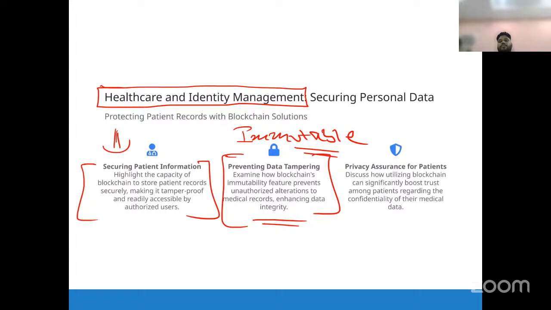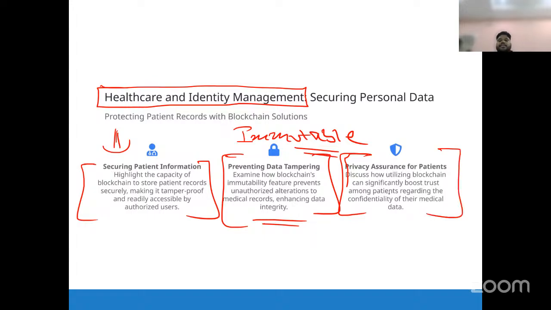That is the purpose of the immutable. Whenever medical records are stored, nobody can go ahead and try to take away the data, whatever may be the reason. No one can tamper with that. That is another advantage we are getting where we are storing our health records in a very secure way.